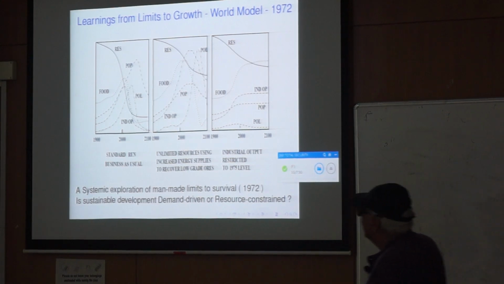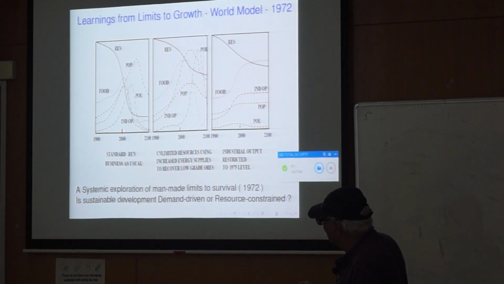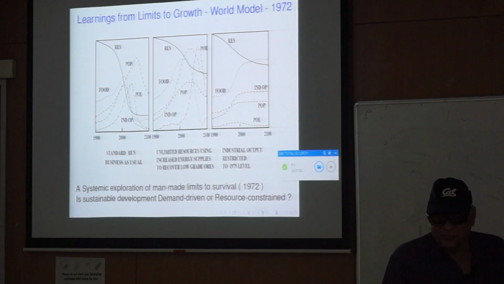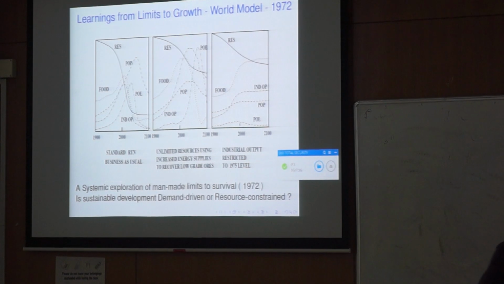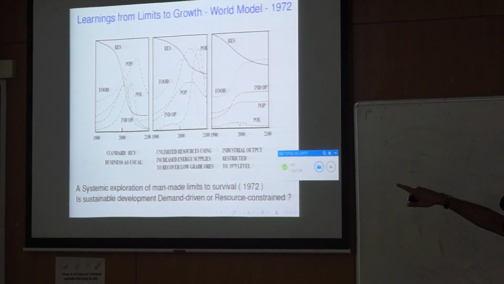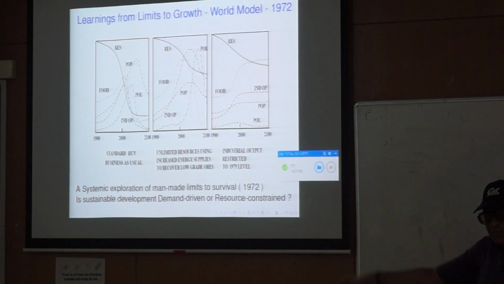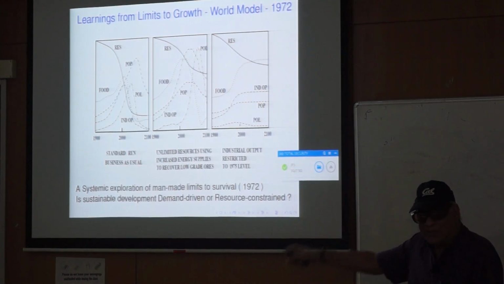And they said, see what will happen? From about 2010 to about 2020, 30 or something, the world will have a tough time. Industrial output will peak and come down. Food per capita will peak and come down. Population will continue to rise, but then still come down. Pollution will peak and then start coming down.